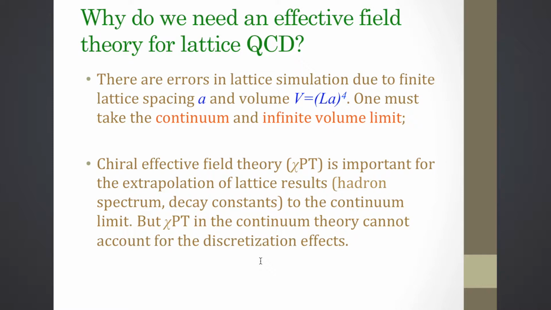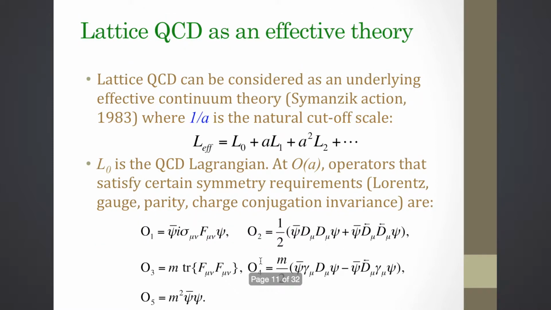However, the continuum ChiPT cannot account for the discretization effects, so there are always errors in the extrapolation with continuum ChiPT. To take into account these discretization effects, we have to design a chiral effective theory for lattice QCD. So let's come back to the lattice QCD.